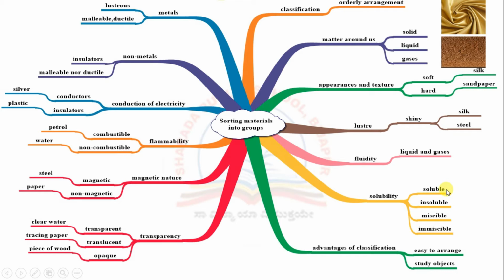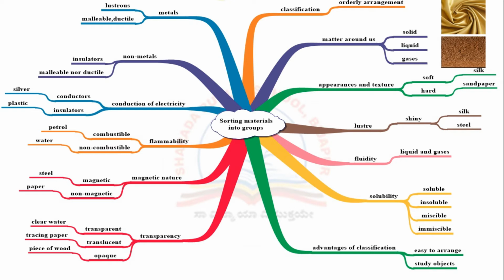Soluble substances. Some substances like sugar, salt and soap dissolve in water. They are soluble substances. Insoluble substances. Sand, clay and tea leaves are called insoluble substances. Miscible substances are capable of being mixed. We say that milk and water are miscible. Immiscible substances are incapable of being mixed, like oil and water. Let us learn about advantages of classification.